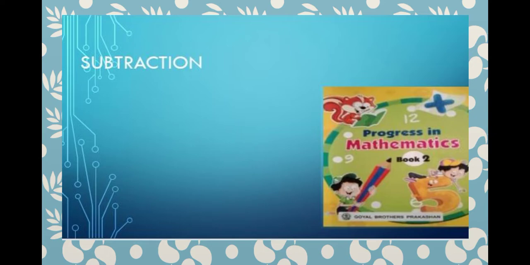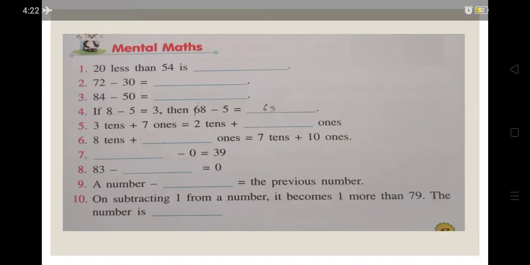Today we are going to do mental maths from page number 47. So students, for the time being you can write it down in your textbook when I am explaining. I will explain the question as well as I will give you the answers. Okay, you try to understand it. Afterwards, after the class you can write it down in your copy.